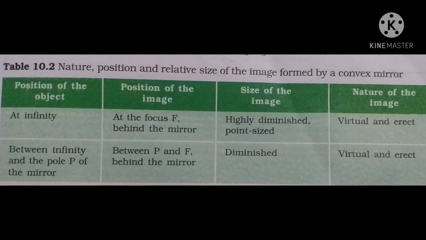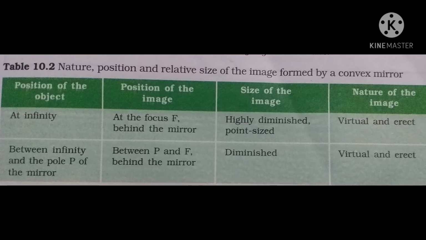And the second one is when the object is between infinity and the pole P of the mirror. Where will we get the image? Between P and F behind the mirror. The image is diminished, that means small. The nature is virtual and erect. So far we have studied the image formations of the concave mirror.